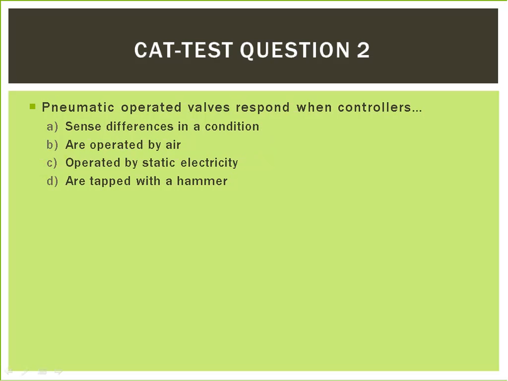CAT Test Question 2. Pneumatic operated valves respond when controllers A, sense differences in a condition, B, are operated by air, C, operated by static electricity, or D, are tapped with a hammer.